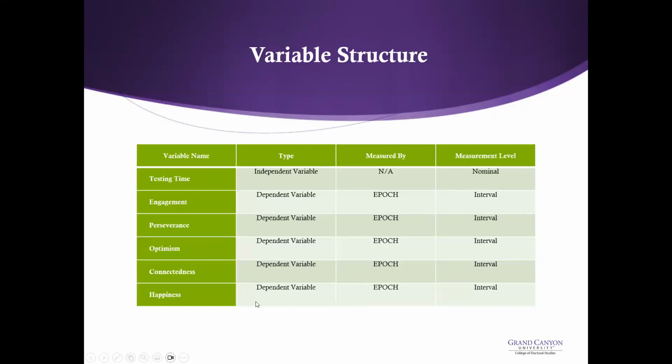Then we have a table for all the variables of interest. So the first column is the variable name. Is it an independent or dependent variable? What is the variable being measured by? What is the instrument? And is the variable nominal or interval? It could potentially be ordinal as well. This is a great visual to just summarize all the variables of interest.